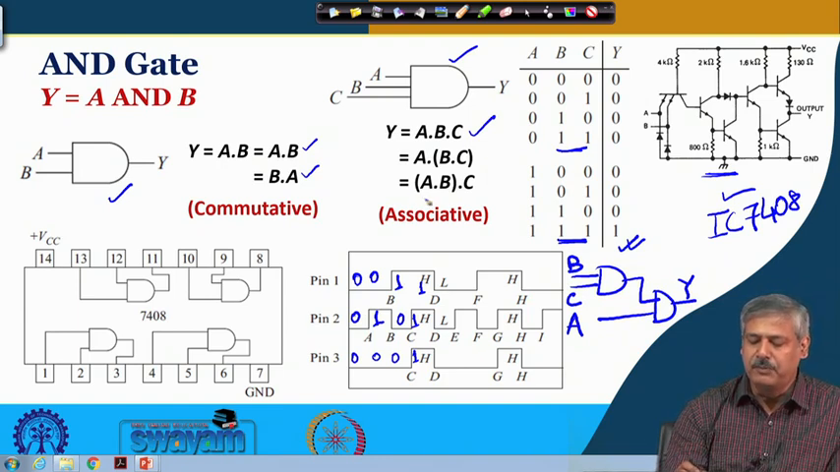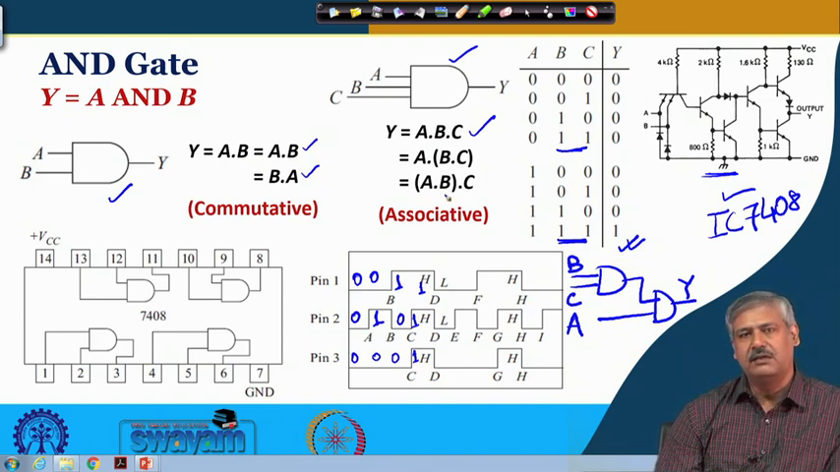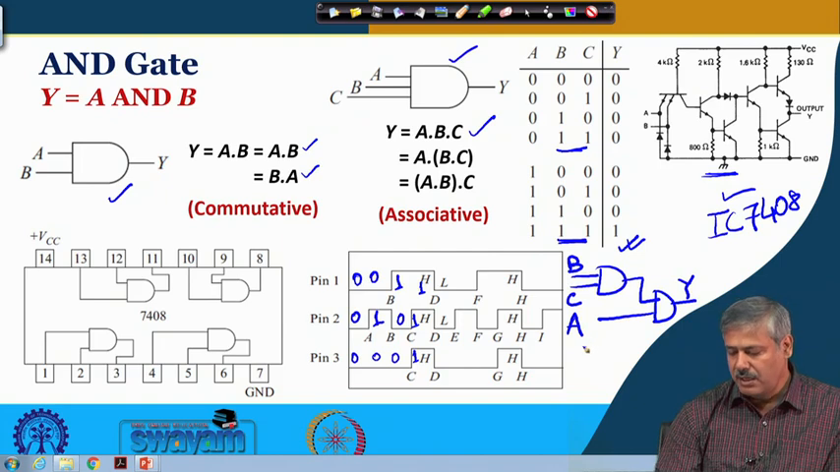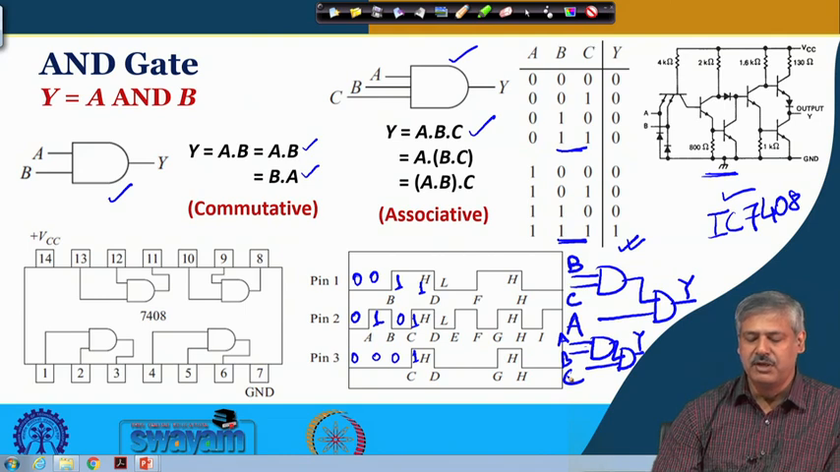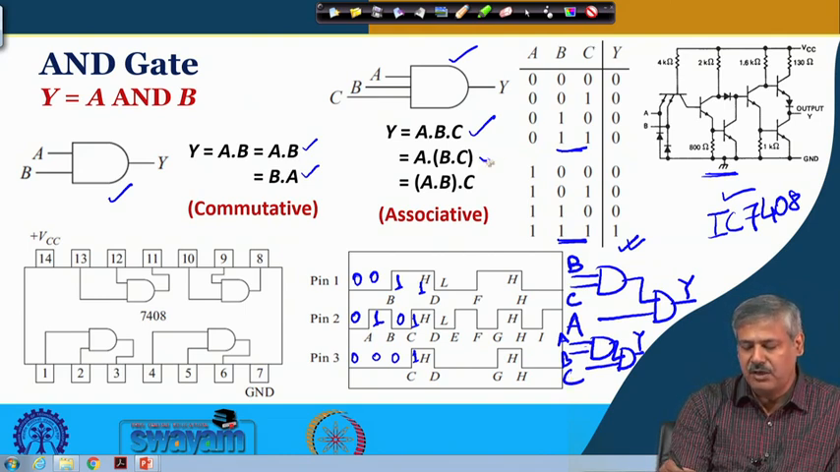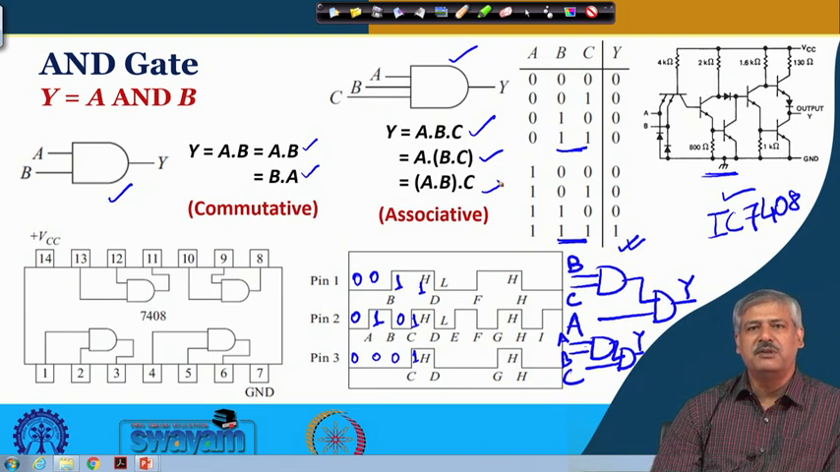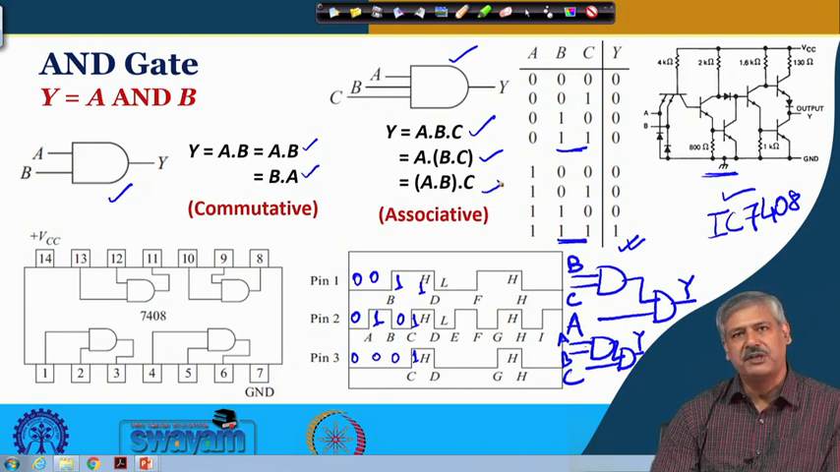Similarly, if you group A and B together and then AND it with C, the result remains the same. So, whether this grouping or association is done this way or the other way, the result remains the same. So, AND operation is associative.